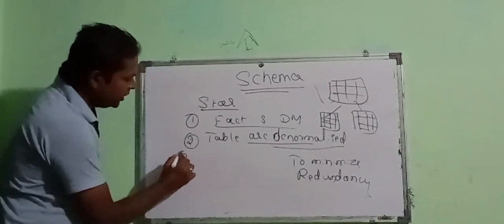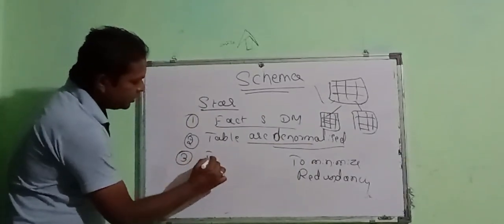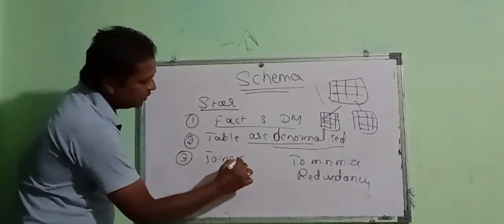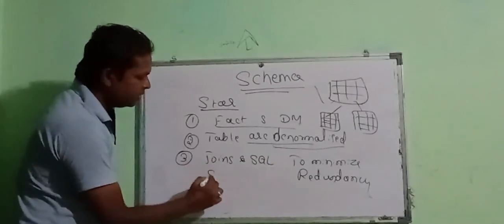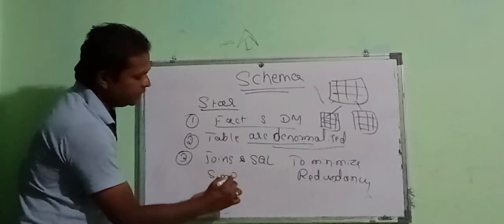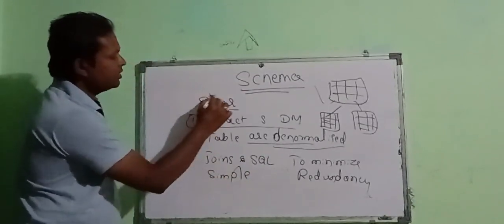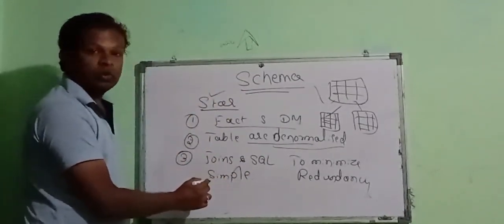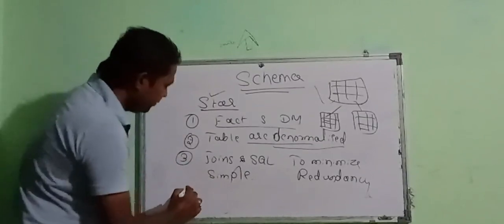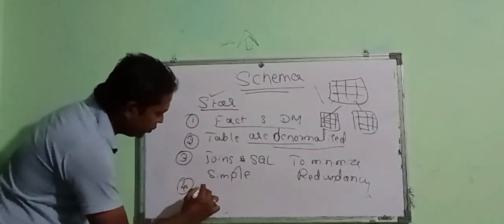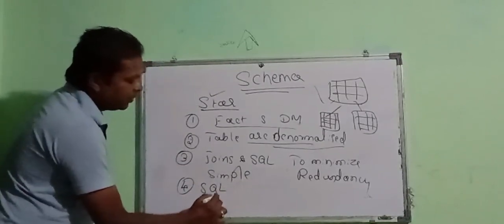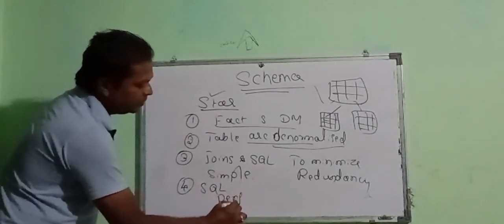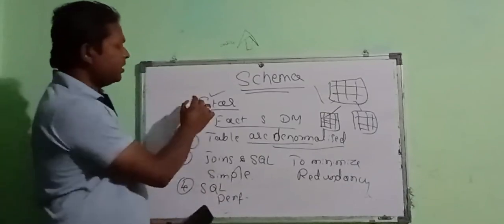The third point is that joins and SQL queries are very simple under star schema. And the fourth point is that the execution of SQL queries is high performance. Performance is high in star schema.